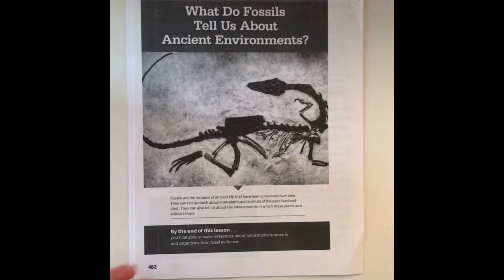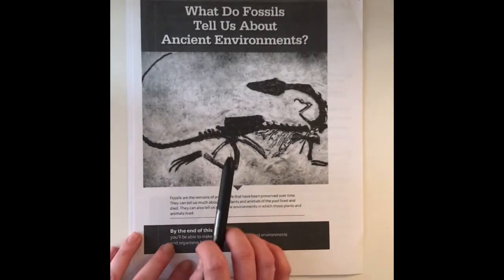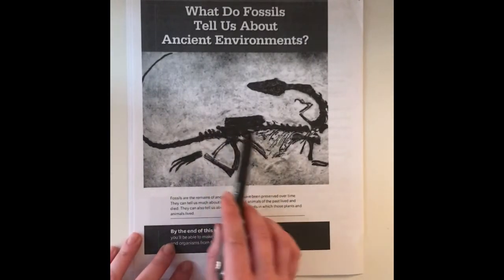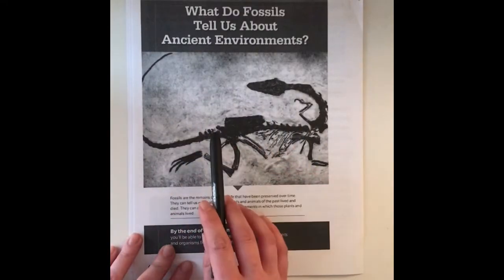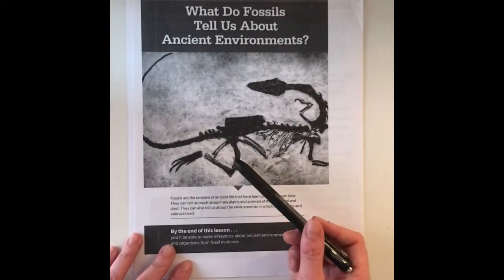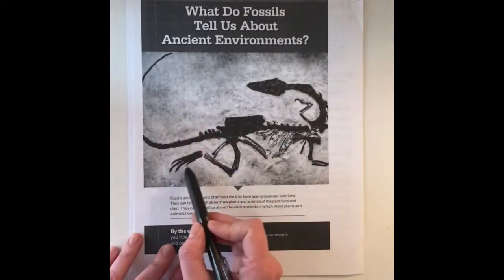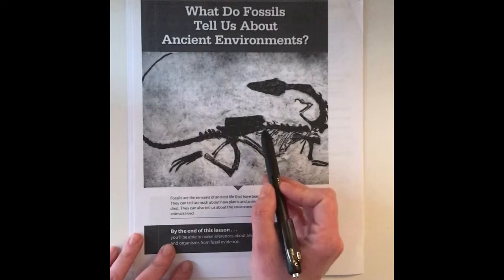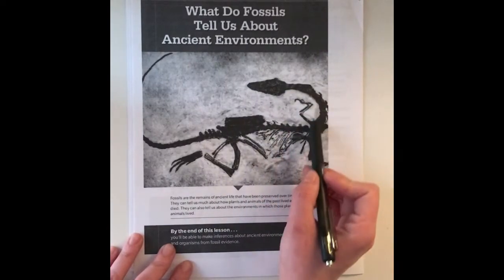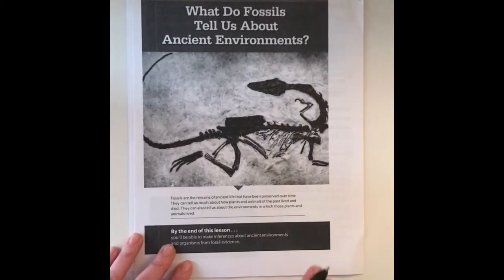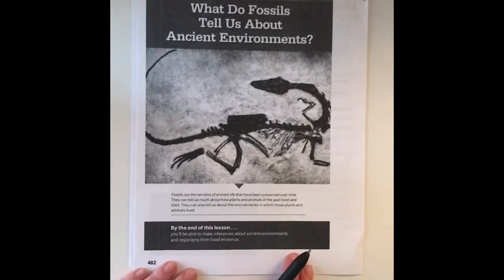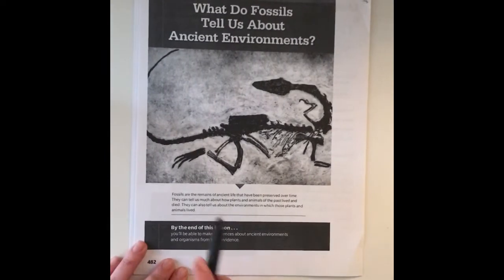So lesson 2, the whole focus of the lesson is what do fossils tell us about ancient environments? We have a picture of a fossil here. It's a little bit dark, but we can tell just by looking at the picture that this animal or organism had a long tail, had long toes. We see a spine and what looks like a long neck. So you can make inferences when you're looking at fossils as to what those animals looked like when they were alive, and that's what scientists do, especially archaeologists, when they are discovering fossils.